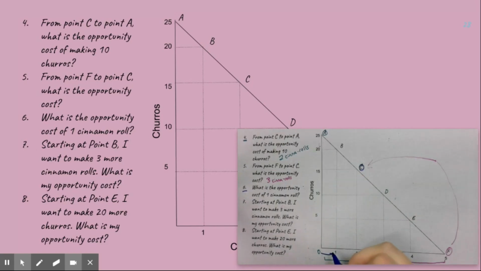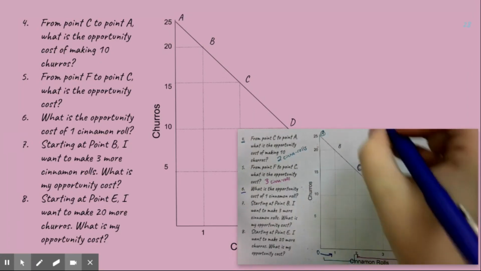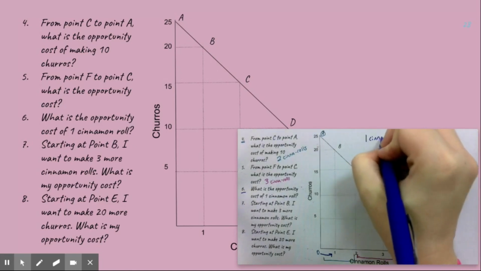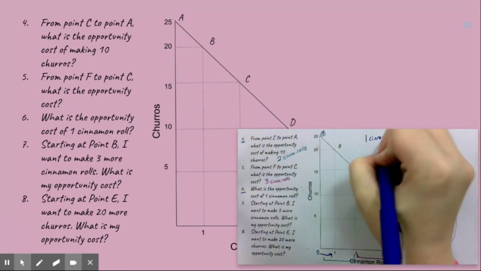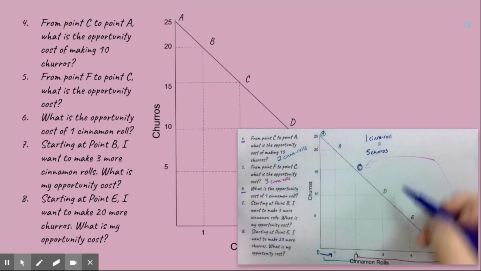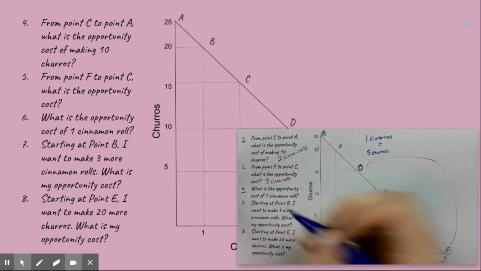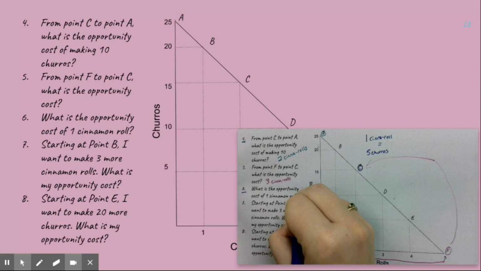What did Miss Keller say on the other side of this? We said that no matter where on the graph we are, 1 cinnamon roll equals 5 churros. And that's a ratio. No matter where we are on this straight line constant cost graph, 1 cinnamon roll equals 5 churros. So what's the answer? 5 churros.